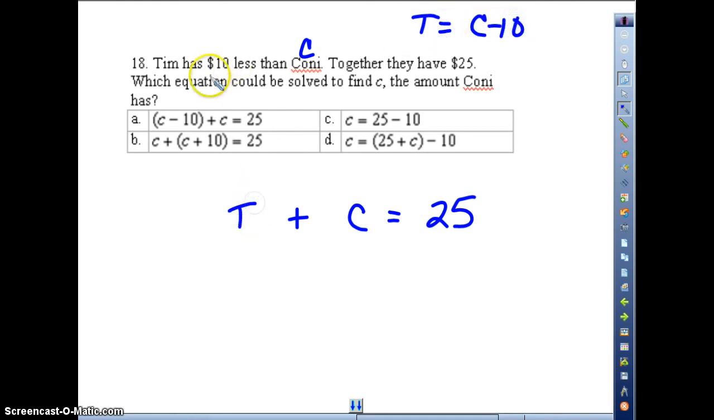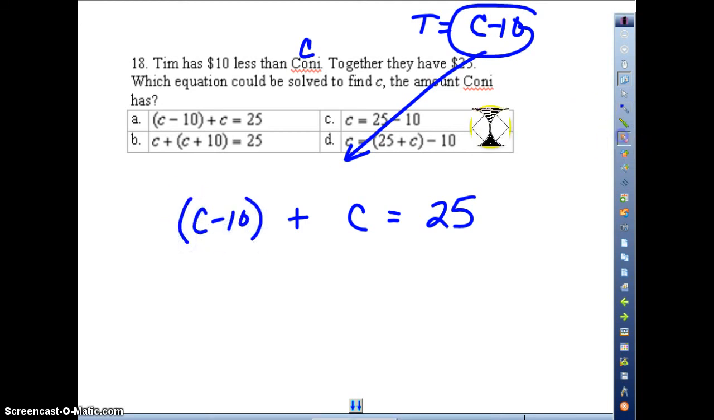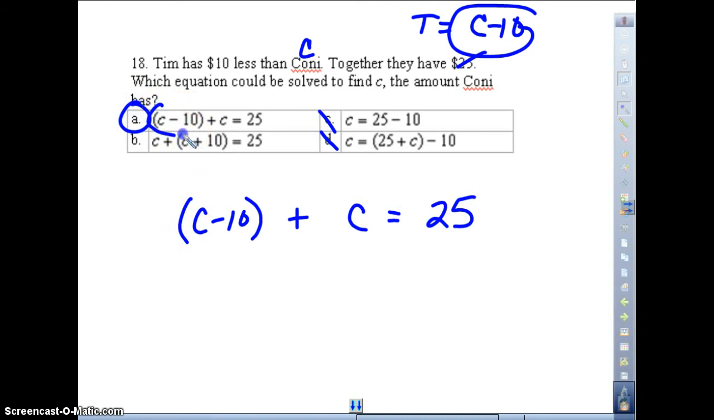Tim has 10 less than Connie. That's Connie's amount minus 10. So in place of the T right here, I'm going to substitute this. So let's take out the T. Let's put in C minus 10 for Tim. Now, which one of those equations looks something like what we wrote? We need it to equal 25. Okay, so I know it's not that one or that one. Take a look at these. Which one looks like what we have here? Yeah, it's got to be that one. With this amount being Tim, he has 10 less than Connie, plus what Connie has equals 25.